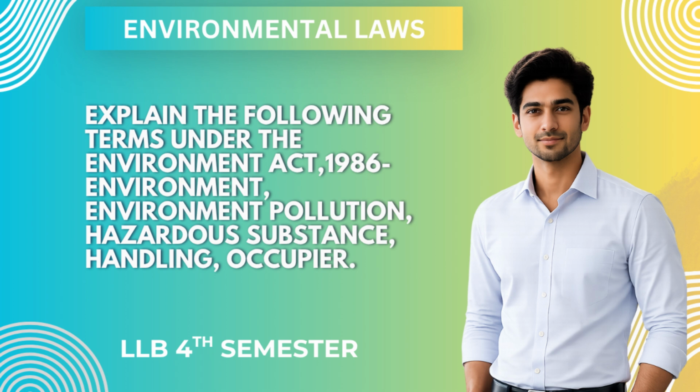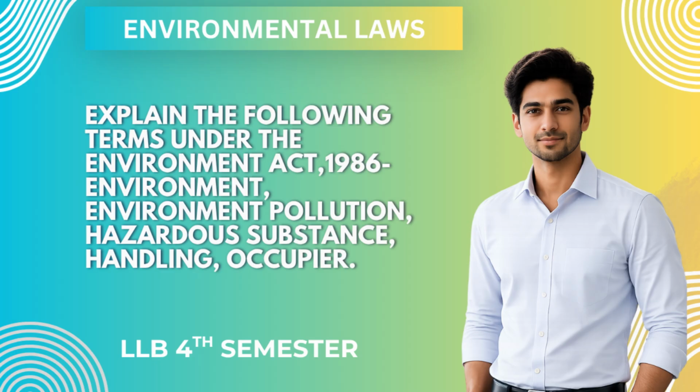5. Occupier. According to Section 2F, occupier means a person who has control over the affairs of a factory or premises. In relation to a hazardous substance, it also includes the person who possesses that substance. Simple meaning, an occupier is the person who manages or controls a factory, industry, or place where hazardous substances are used or stored. This person is responsible for following environmental laws and safety measures. Example, the owner or factory manager of a chemical plant is the occupier and is responsible for preventing pollution and ensuring worker and public safety.